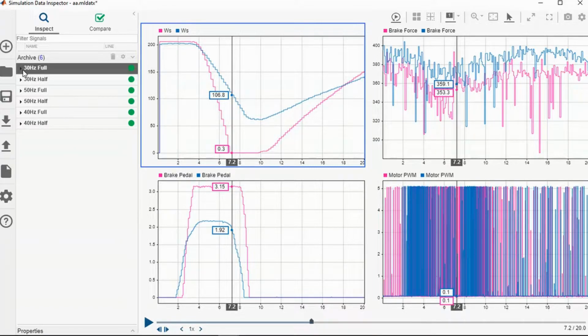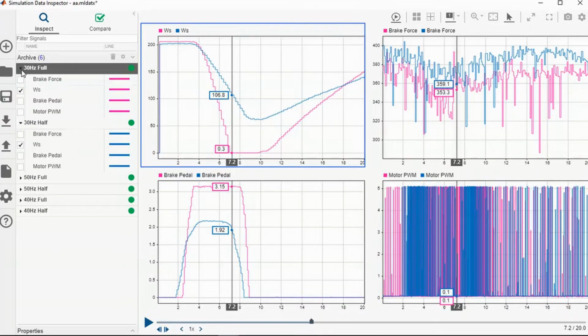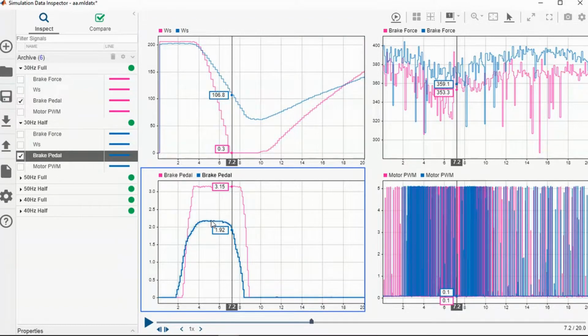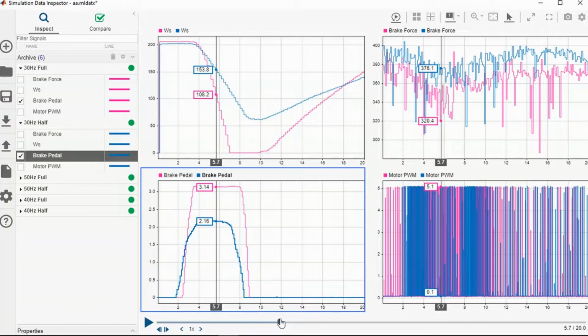So first I will show the full press and the half press at 30 Hz. As you can see here, the pink color represents the full press, and the blue color represents the half press. The maximum value applied on the half press is around 2 volts, and the maximum value applied on the full press brake pedal is 3 volts.